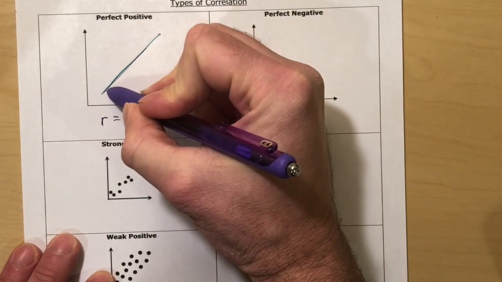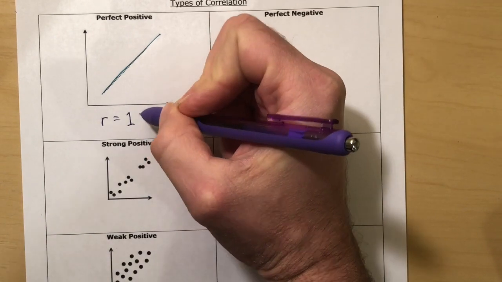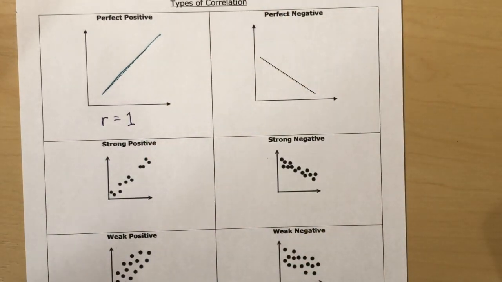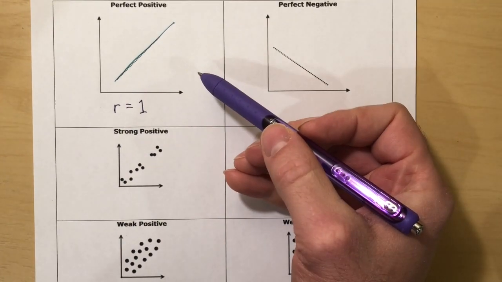The slope of this one is positive. It's going up from left to right. So it's positive 1. That's the strongest correlation you can have. It's perfect. And the strength, looking at the graph, just indicates how close those points are to forming a line.